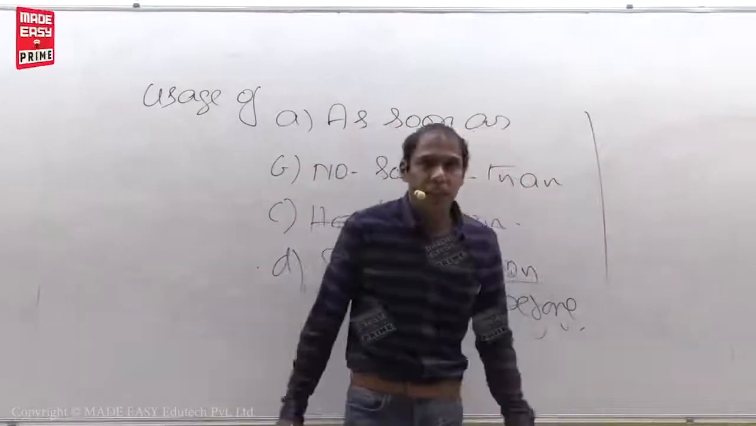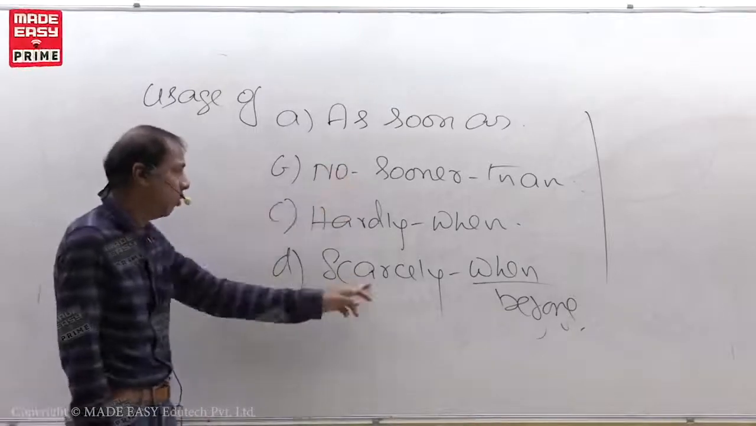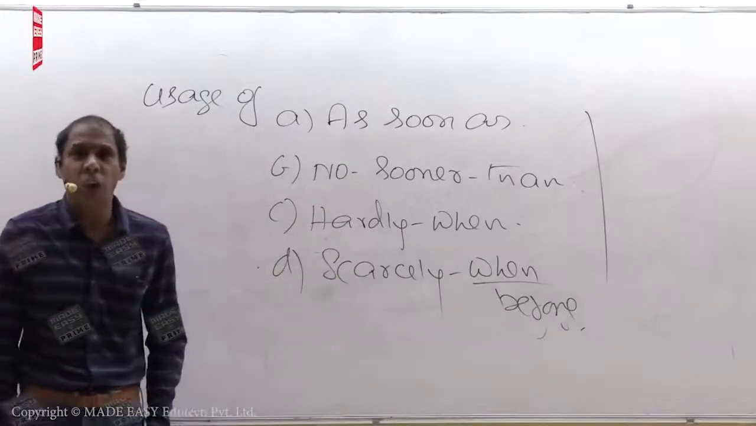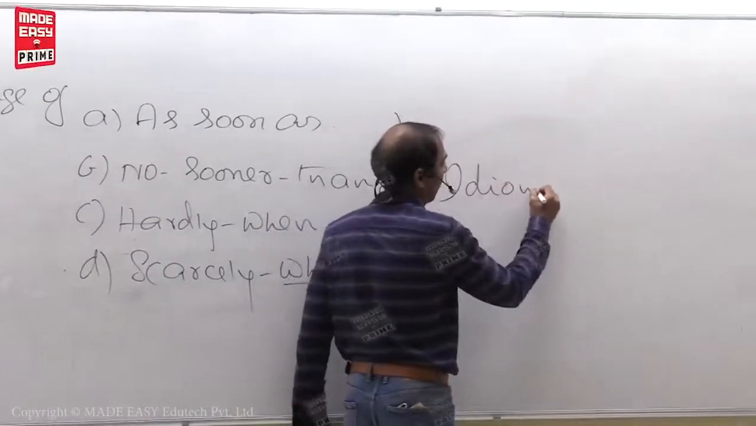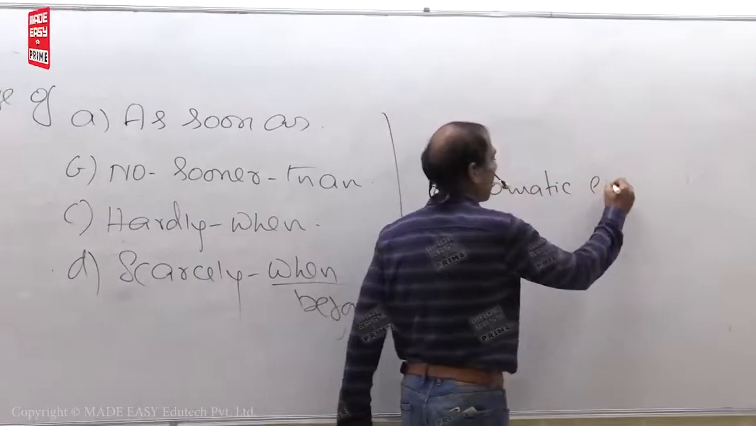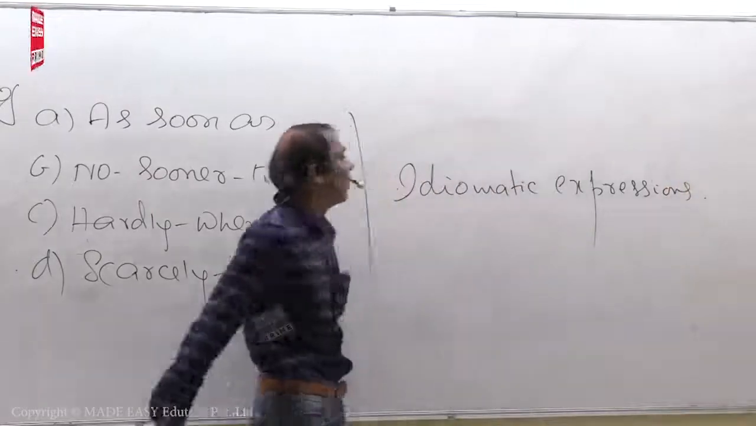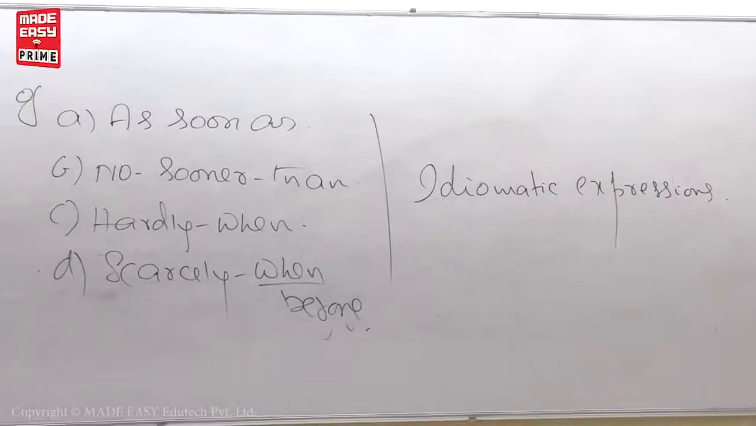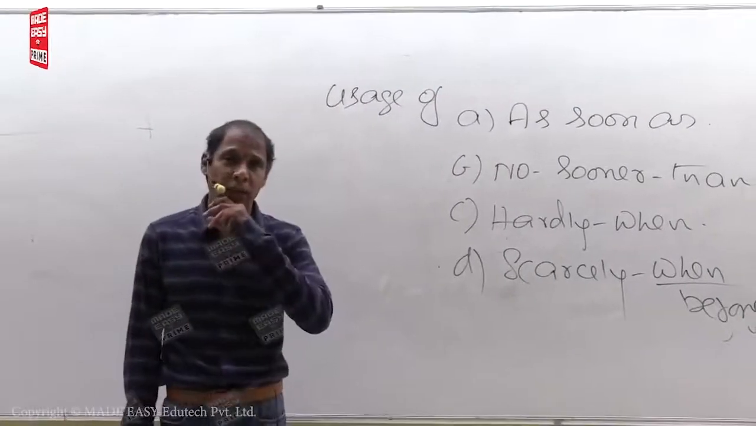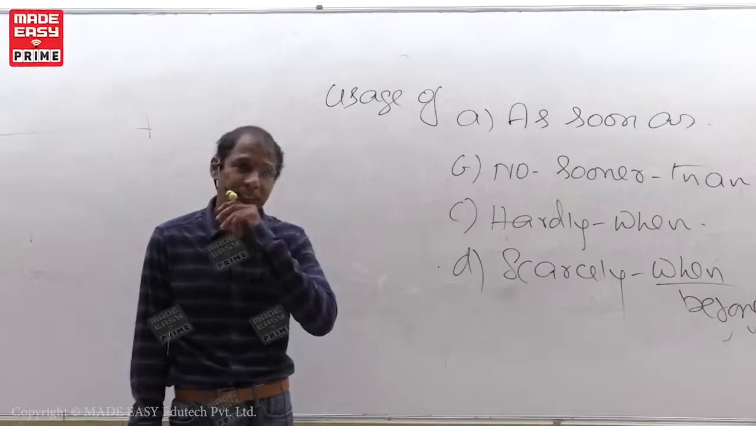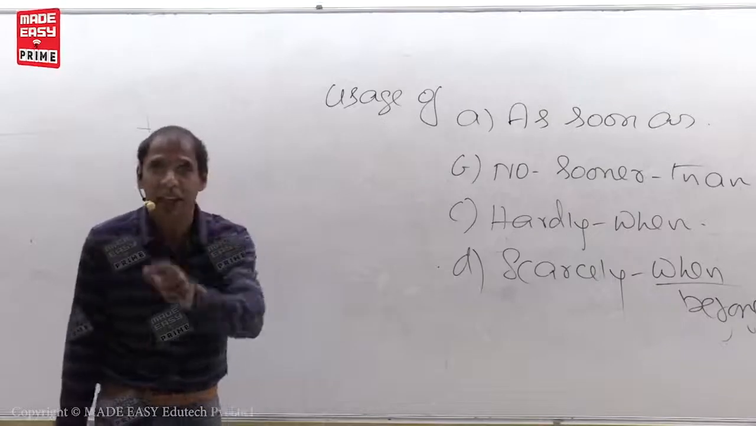See, these four words, very important words. 1, 2, 3, 4. These four words are called idiomatic expressions. So many times we come across one word in English. Idiom. What is idiom? Is it an item like idli? No. Right? What is the meaning of idiom?